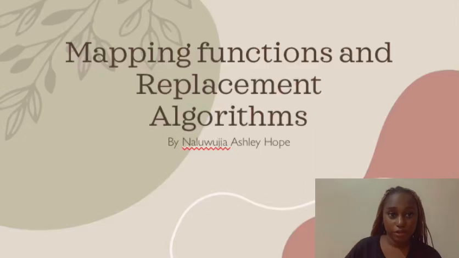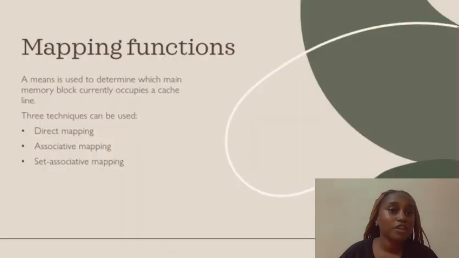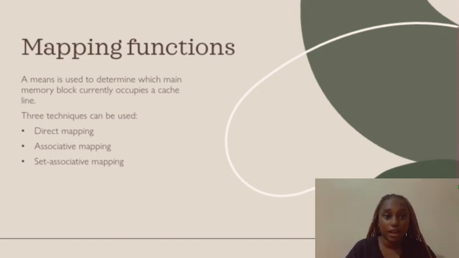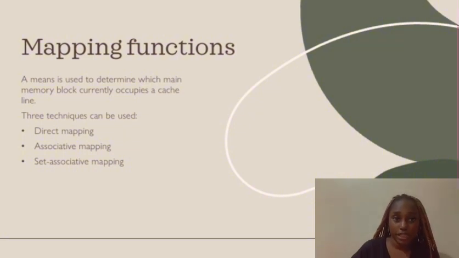Mapping functions and replacement algorithms. A mapping function determines which cache line a main memory block will reside in. The mapping determines how the cache will be organized, whether it will be between the main memory and the processor, or after the main memory, with the main memory between the processor and the cache. There are three techniques used for mapping: direct mapping, associative, and set associative.